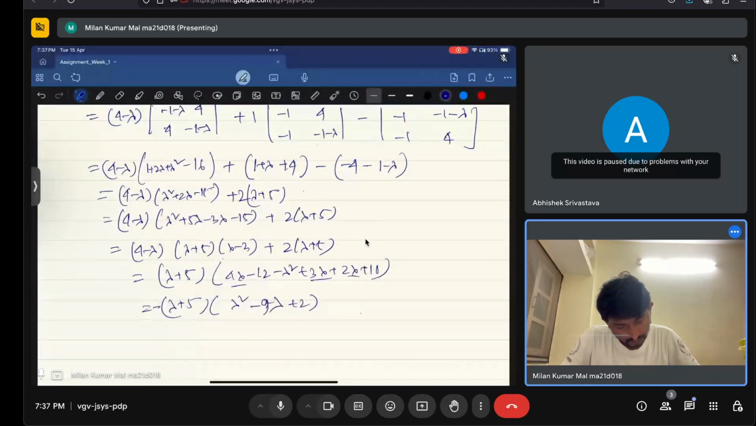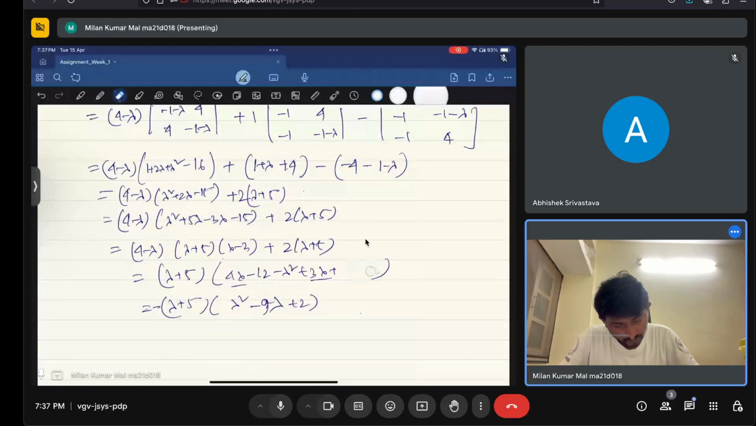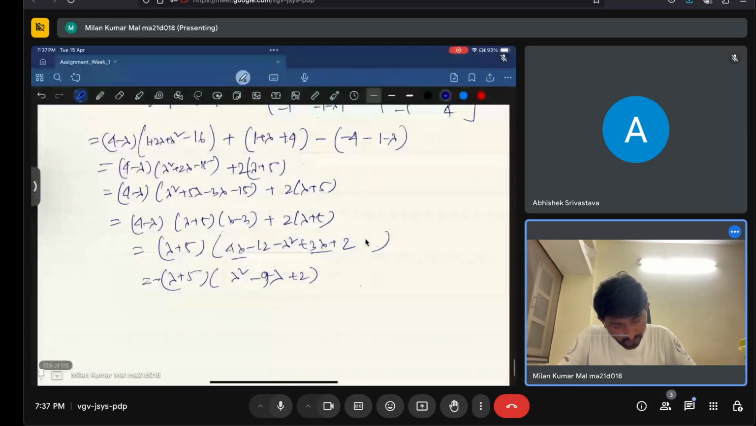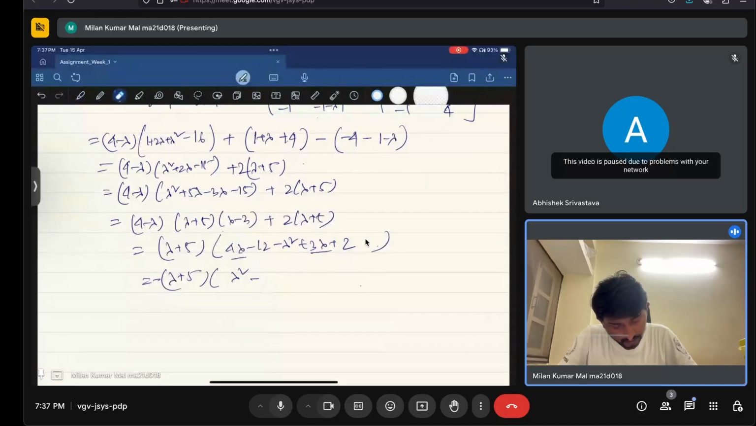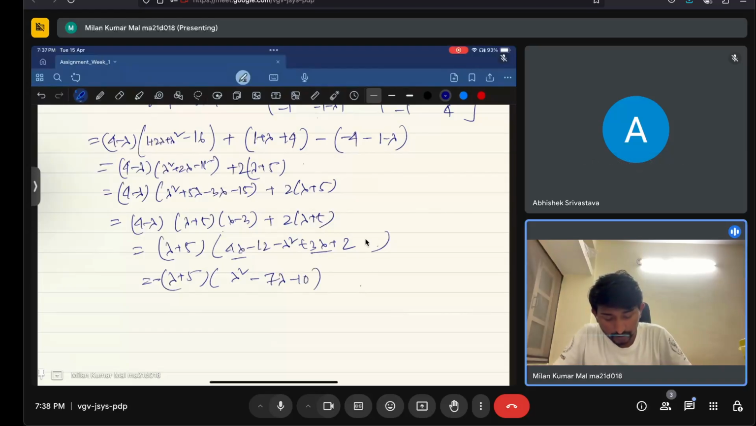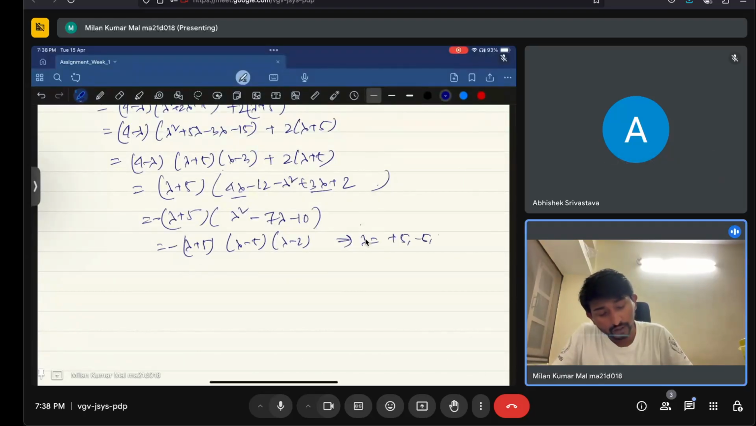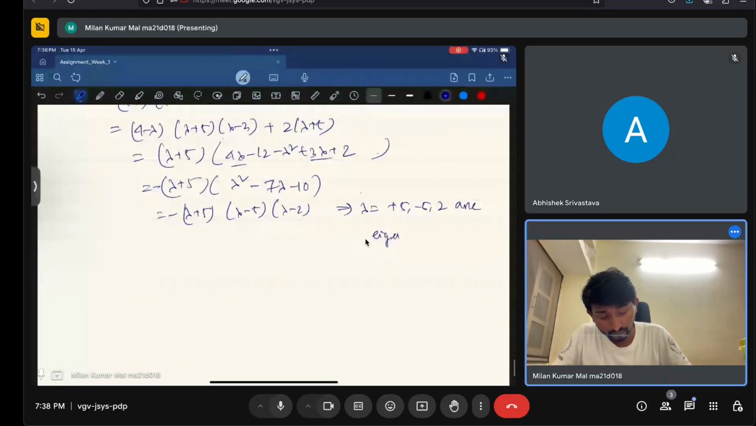Okay, this is the value. This is 2. This is then 7 lambda minus 10. So 5, 2, minus lambda plus 5, it will be lambda minus 5, lambda minus 2. So therefore lambda equals plus 5, minus 5, and 2 are our eigenvalues. Okay, these are the eigenvalues.